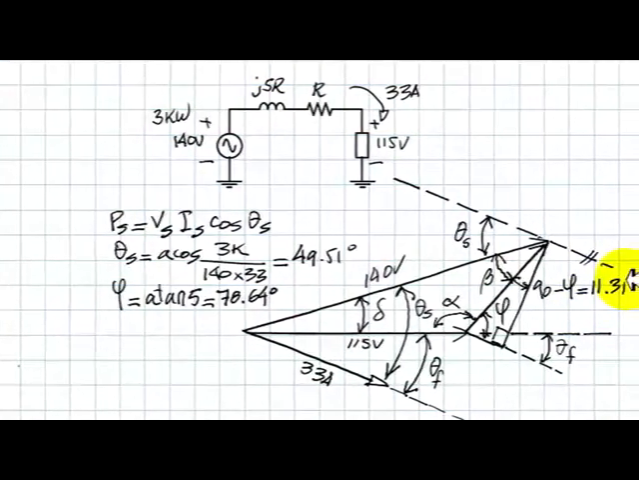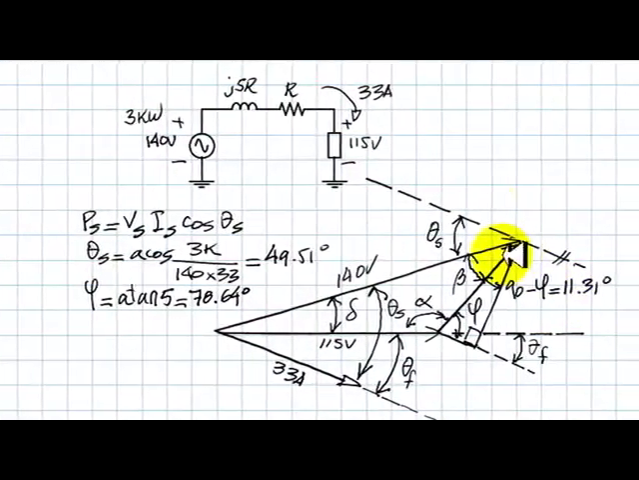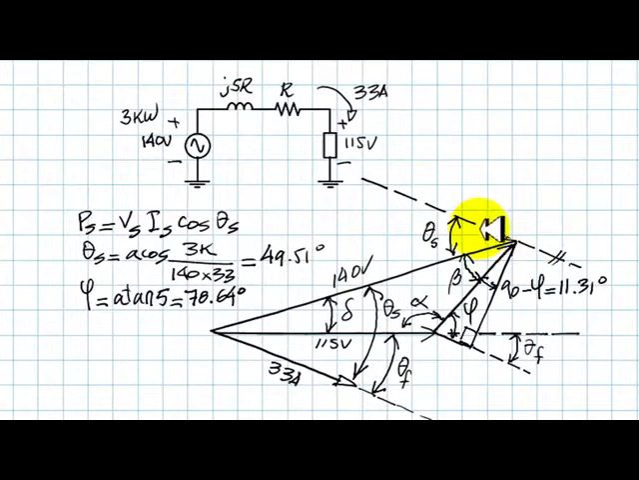11.31 degrees. And then what? Well, check it out. This angle here is 90 degrees. It's a right angle. Is that right? Yeah, because this side is perpendicular to the current. That's why this is 90. So beta is 90 minus theta s minus 11.31. That is right. Let's write it.